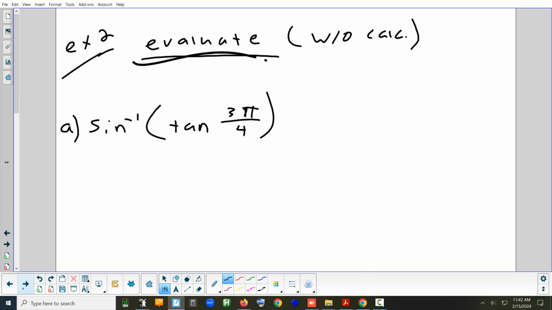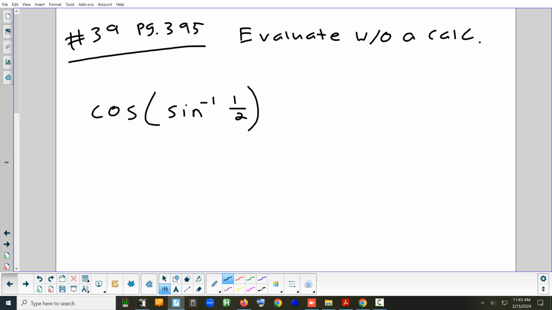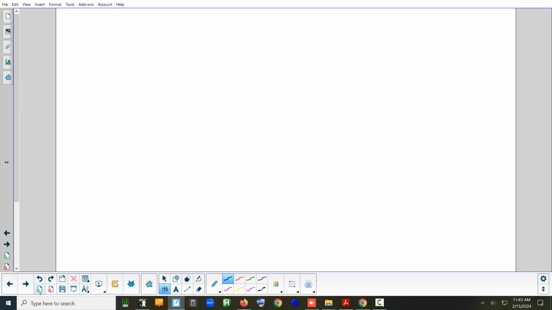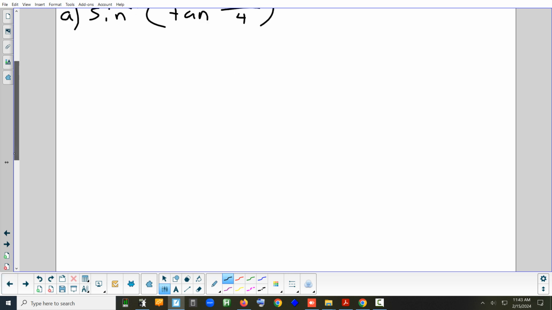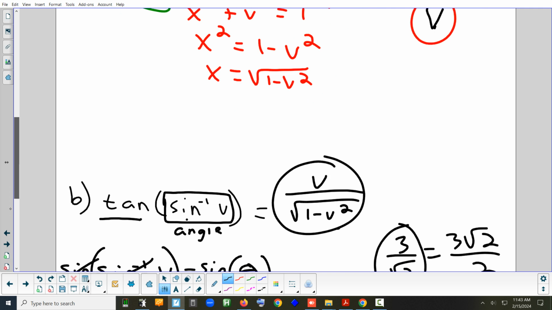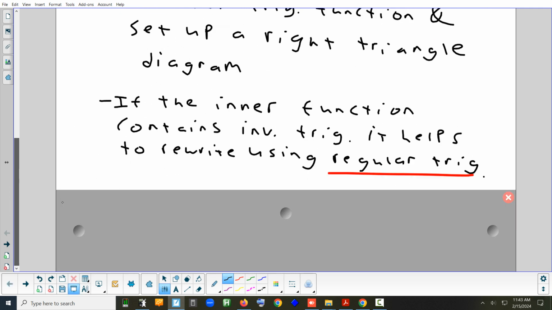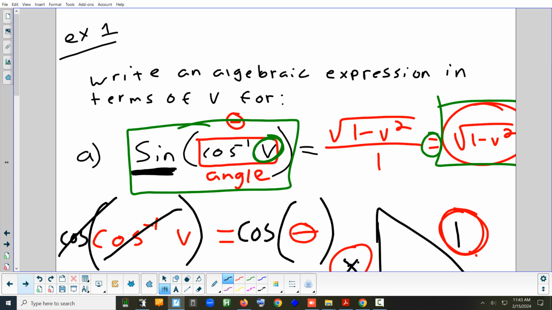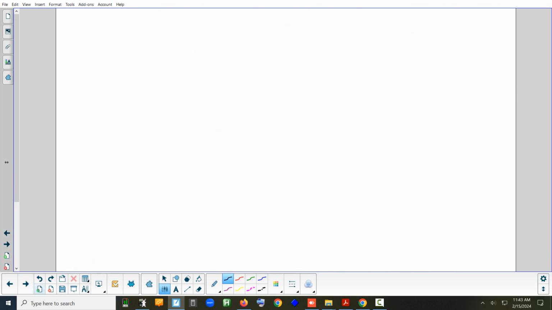Let's try one more. Pretty much the end. Is there one we haven't done on the outside yet? We did inverse sine, I think. Oh no, we did regular sine. We did regular tangent. Did we do a cosine on the outside? All right, let's do a cosine on the outside.